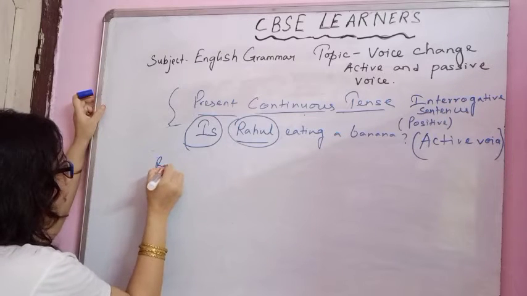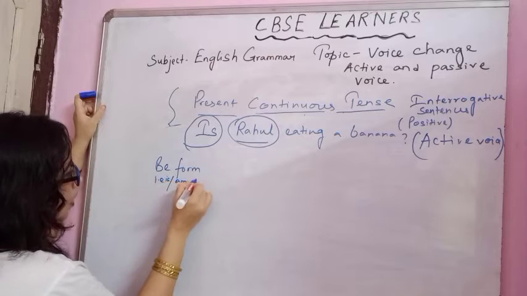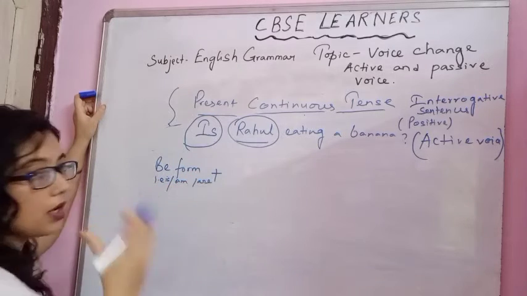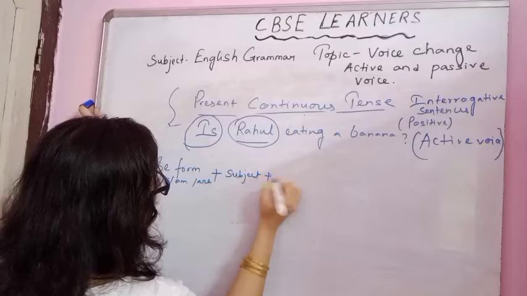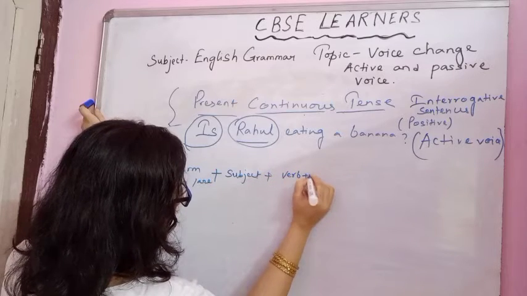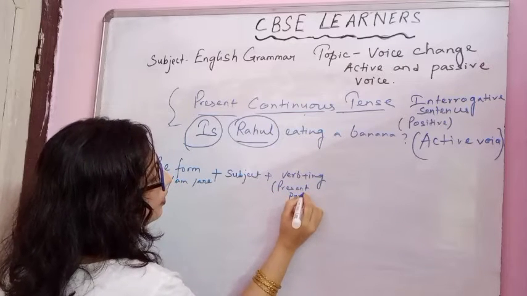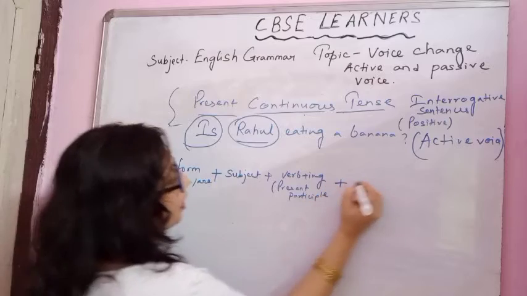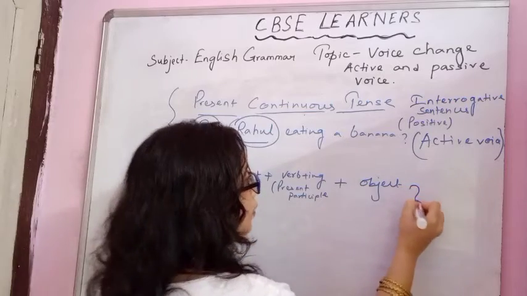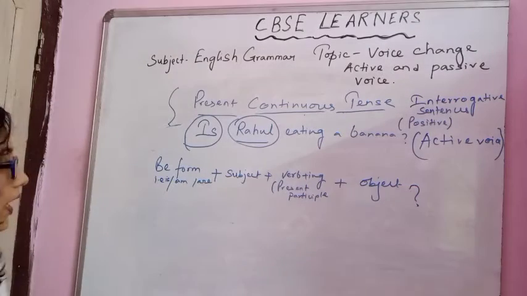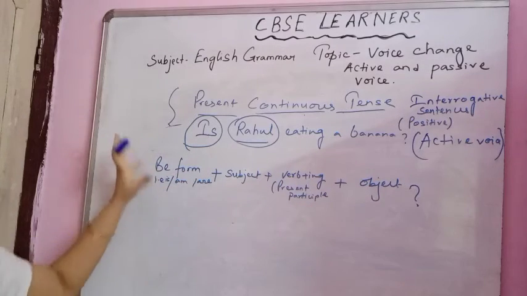Here, first we have to take the be form, that is is, am or are, used for asking a question. Next comes the subject, plus verb plus ing, which is called the present participle, plus object. This is the active voice with a question mark. So, "Is Rahul eating a banana?" I hope this is clear to you.